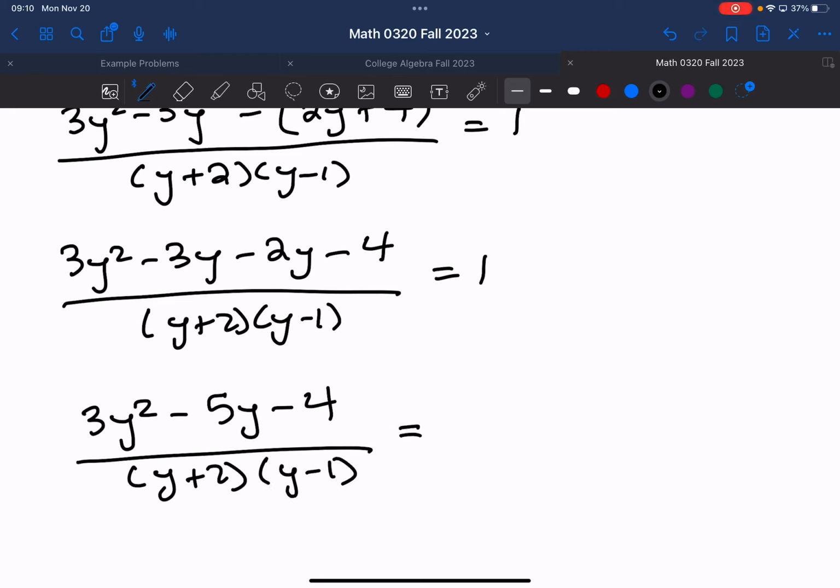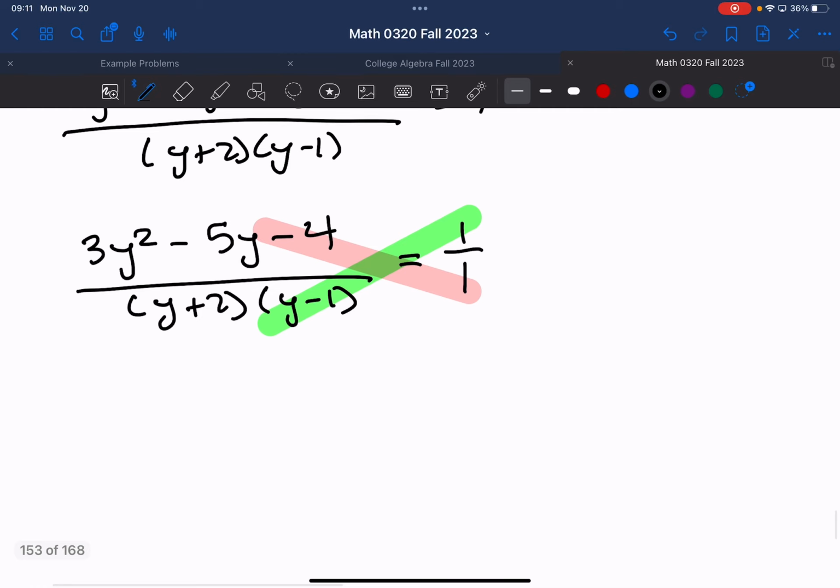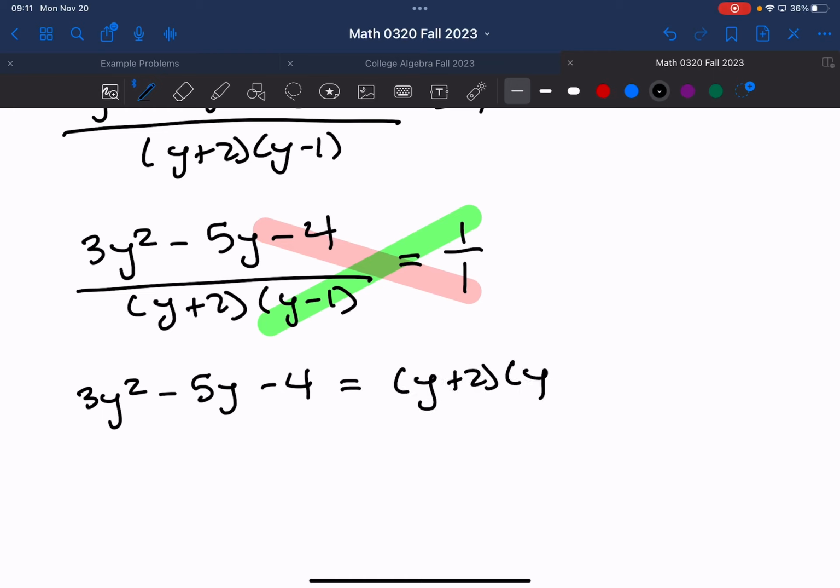I want it equal to a fraction. So how do I turn 1 into a fraction? 1 over 1. Once I have a fraction equal to a fraction, do you guys remember what I do? Cross multiply. And since they're both being multiplied by 1, it's not going to change. It's just going to get rid of these fractions. So now I have 3y squared minus 5y minus 4 is equal to y plus 2 times y minus 1.